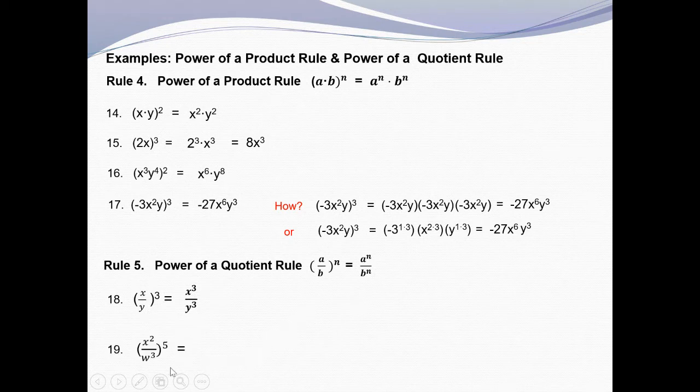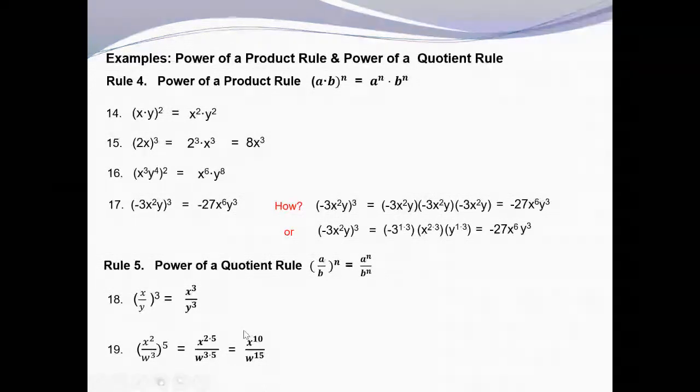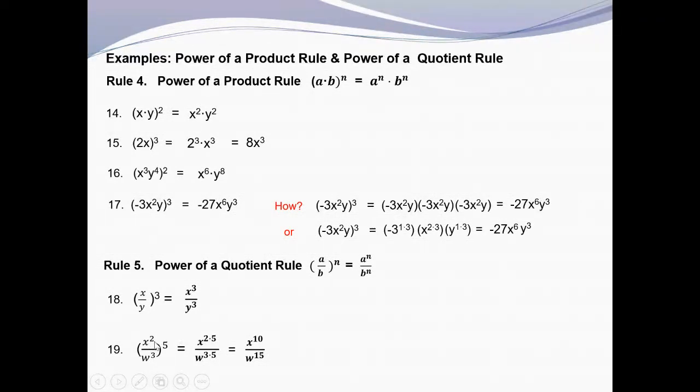Example. So this is going to give us x to the 2 times 5 and w divided by w to the 3 times 5, which is equal to x to the 10th divided by w to the 15th power. But again, you can go straight from the original to the answer by applying the rules. So we know we have a power to a power. All these are raised to the 5th power, so 2 times 5 is 10, and 3 times 5 is 15. So it's x to the 10th divided by w to the 15th power.